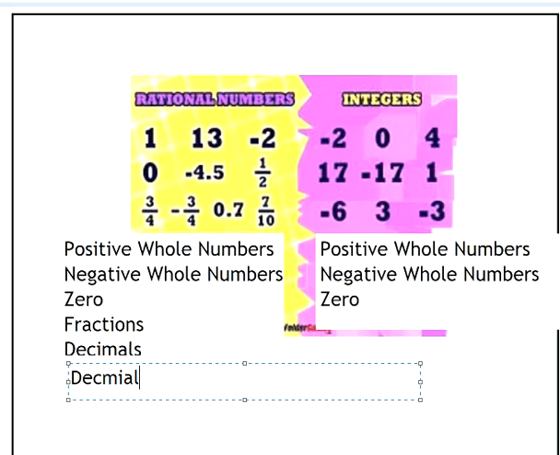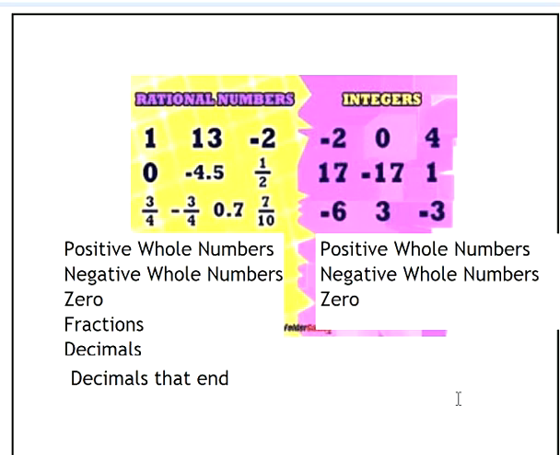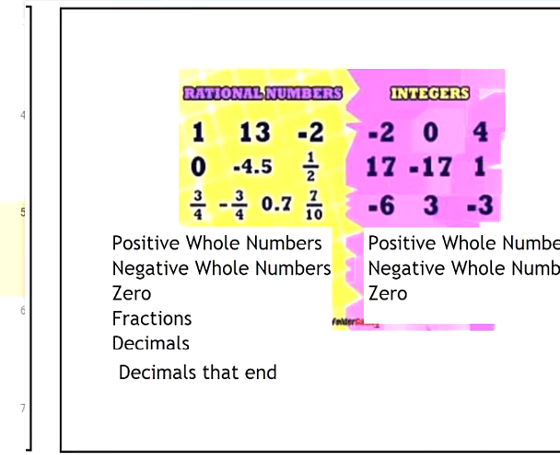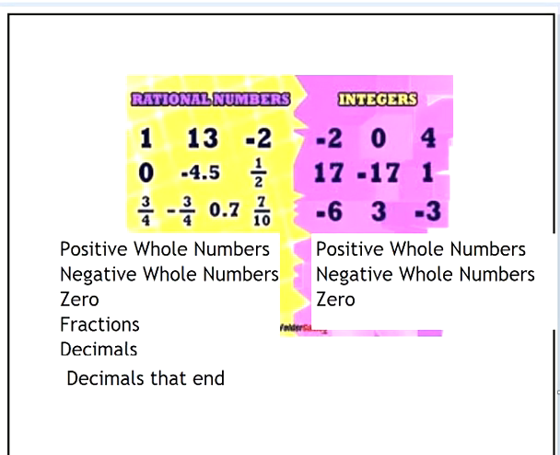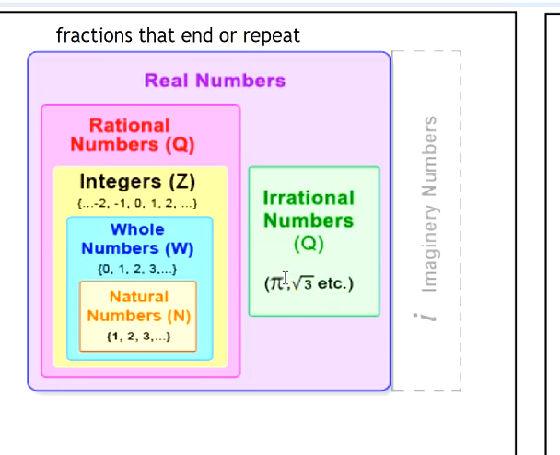So it's actually decimals that end. It's not just decimals, they have to end. They can't be going on forever and ever. An example is if you have pi. Pi is 3.14, but it actually goes on forever, so that's going to be an irrational number. So anything that goes on forever and never ends is going to be irrational. But if it repeats, then it's a rational number, okay? So that's a little bit different.